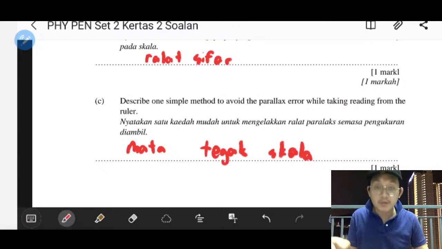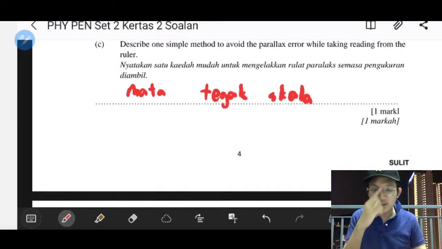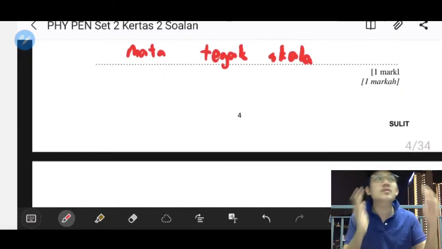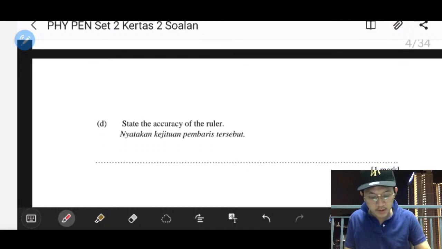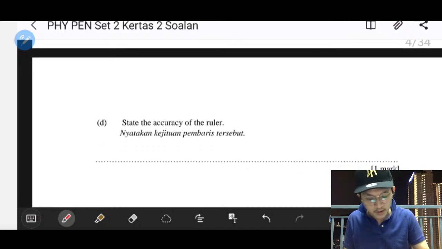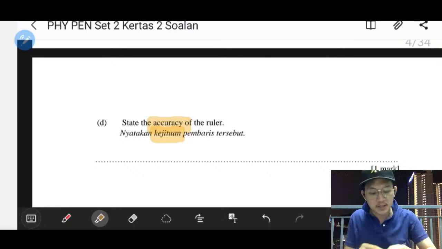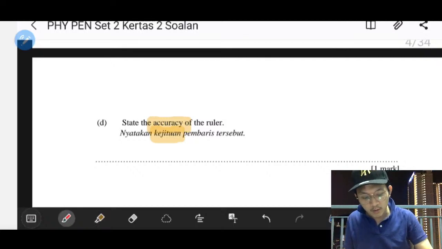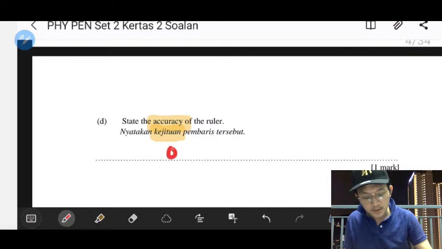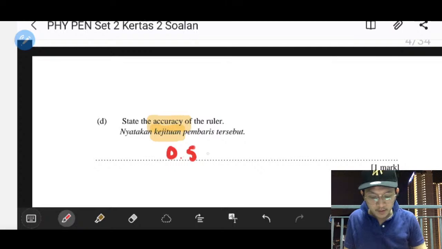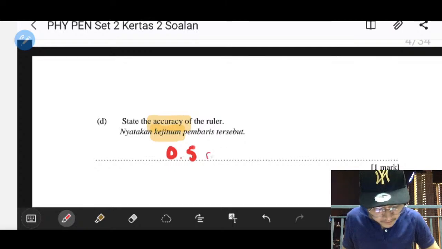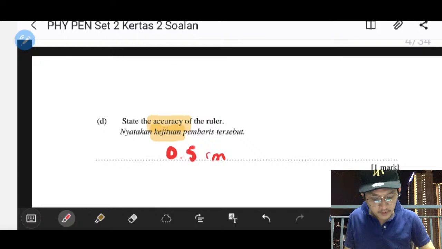I think it's pretty simple. Let's go to the next one. Nyatakan kejituan pembaris tersebut. State the accuracy. Accuracy, kejituan, menunjukkan bacaan terkecil. If we look back at the question at the pembaris itself, you will get the answer as 0.5 centimeter. Okay, are we good?